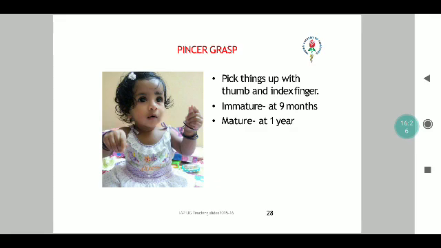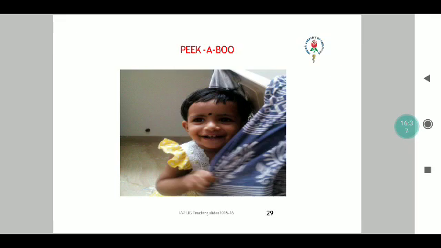Now, pincer grasp a little bit more in detail. Like I mentioned, a mature pincer grasp involves the use of the thumb, whereas an immature pincer grasp is seen at 9 months. At 9 months, a child is also able to play the peekaboo game, where he or she tries to play hide and seek from his or her mother or other caregiver.